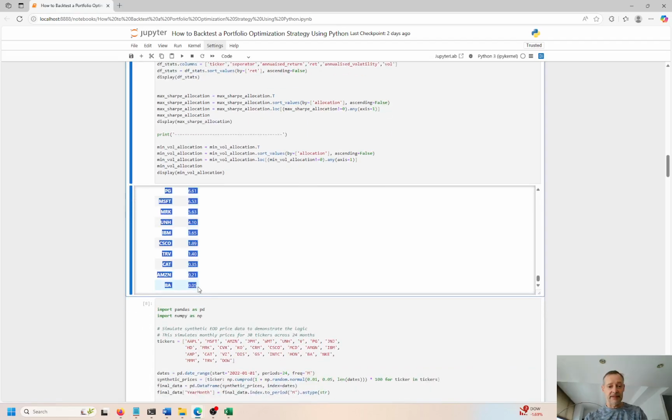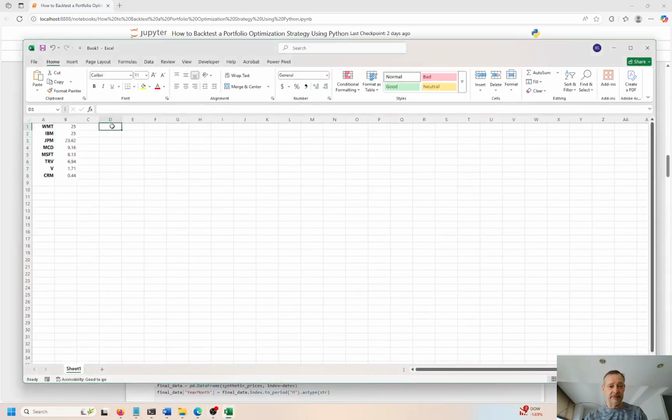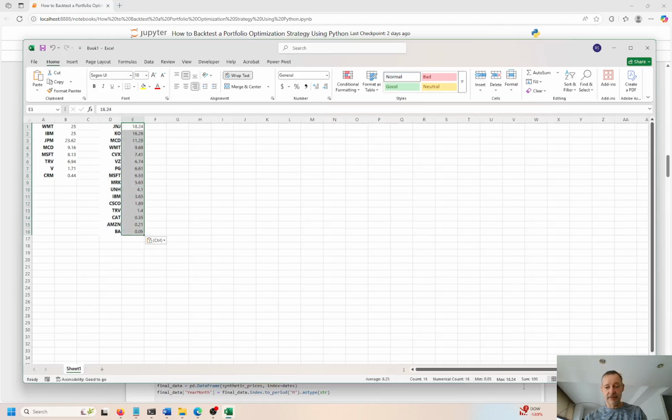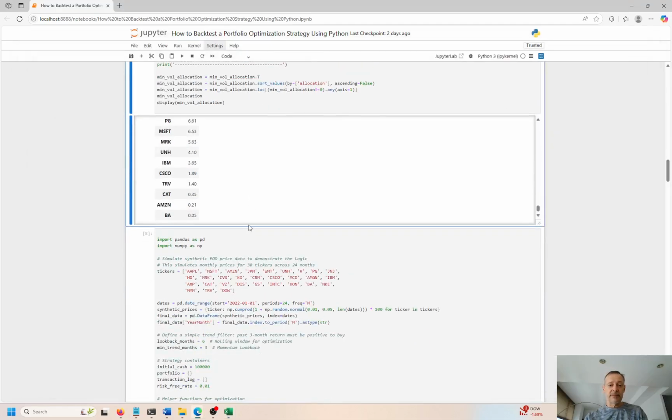You can see here the allocations are slightly different, right? Because that is the minimum return. It's not the maximized minimum. That is a minimum variance, not the maximized return. If I go down here, sum is 100%. Perfect. Okay. So we got it. So mission accomplished.